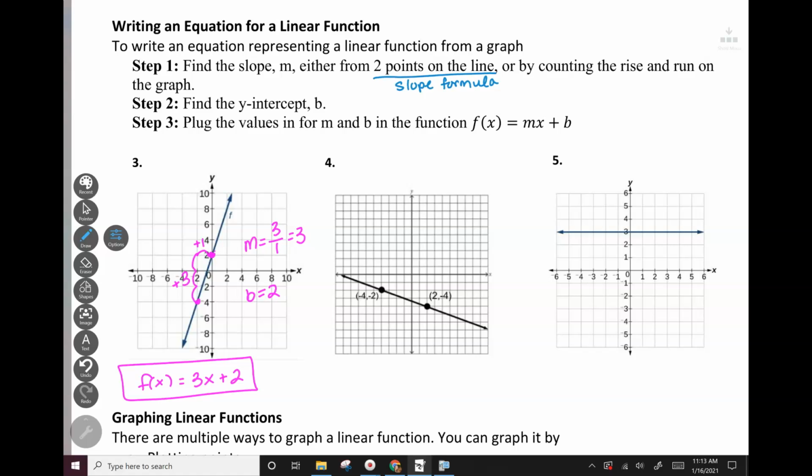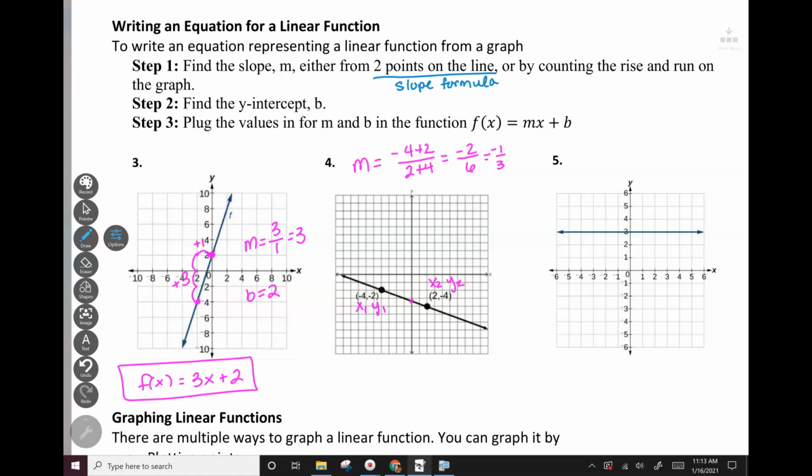Number 4. So on this one, I could count the slope on here, or we could use m equals y2 minus y1 over x2 minus x1. Let's see if I name this x1, y1, x2, y2. You could do negative 4 minus negative 2 over 2 minus negative 4. So negative 2 over 6, which reduces to negative 1/3. And notice the line is decreasing, so good, I have a negative slope.